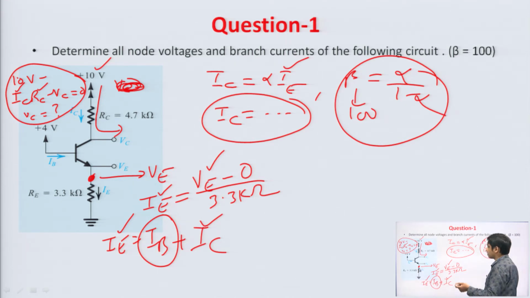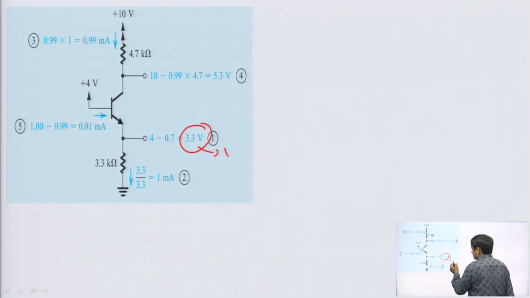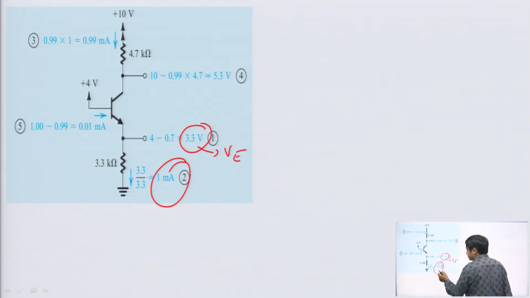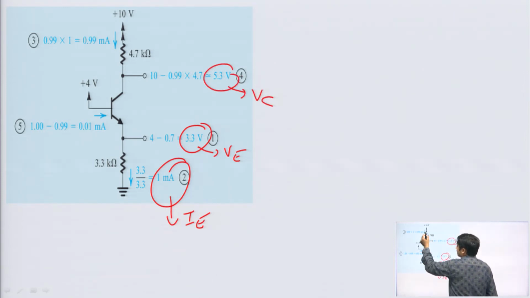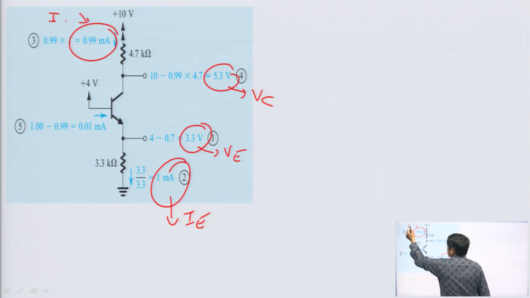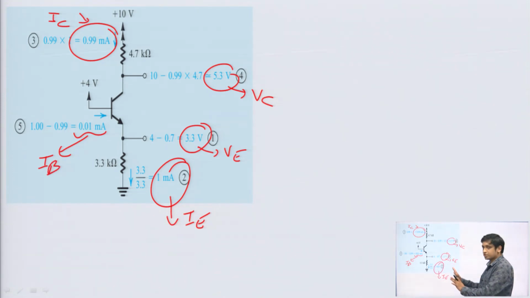From there we can also calculate it. So, you can see that after calculation the results are: the emitter voltage is 0.3 volt, the emitter current is 1 milliampere, collector voltage is 5.3 volt, collector current is 0.99 milliampere, and your base current is 0.01 milliampere.